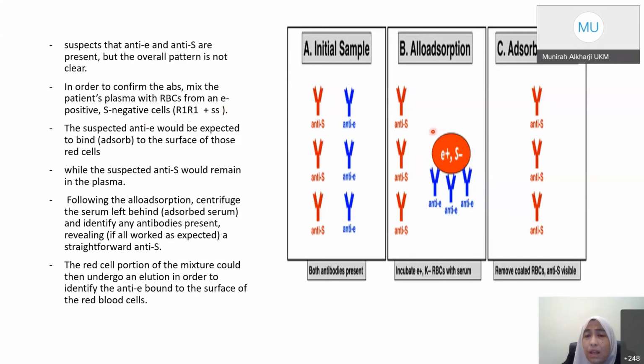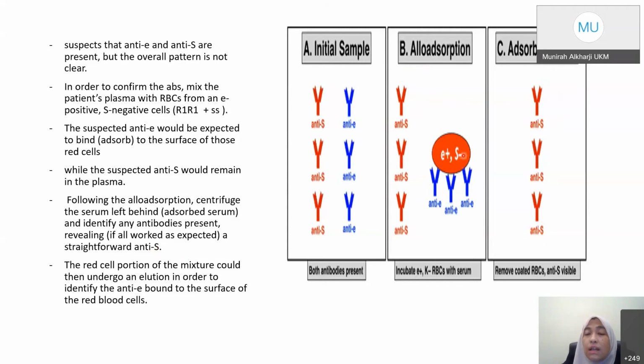So the little e antibody, anti-little e, will go to the R1 little s cells and be attached to these cells. So what remains is only the low anti-S in the plasma. After that we centrifuge, take the supernatant, and do the identification. It should show the low anti-S.